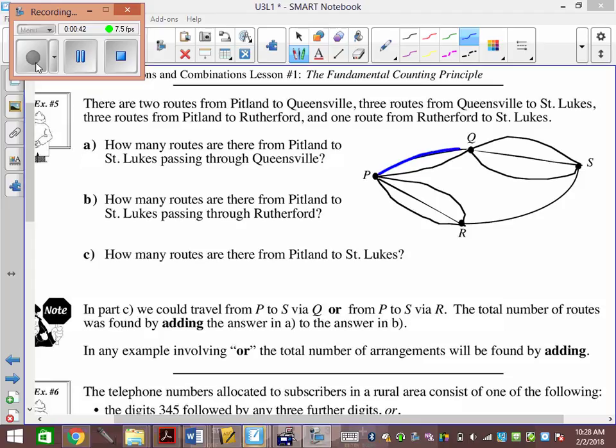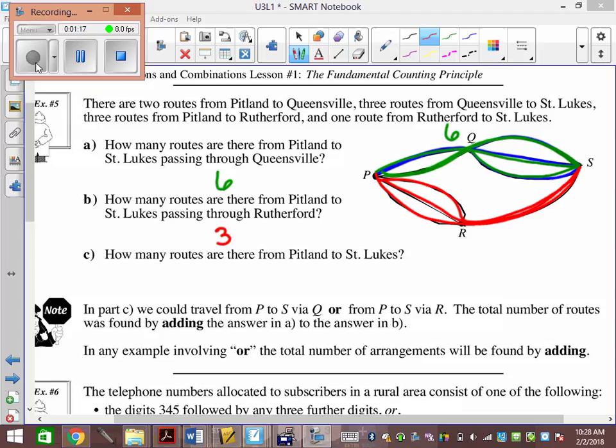Luke's through Queensville? So that would be 1, 2, 3, 4. Oh, nope, that would be 4, that would be 5, that would be 6. So there's 6 of them. And then how many routes from Pitland to St. Luke's passing through Rutherford? 1, 2, 3.